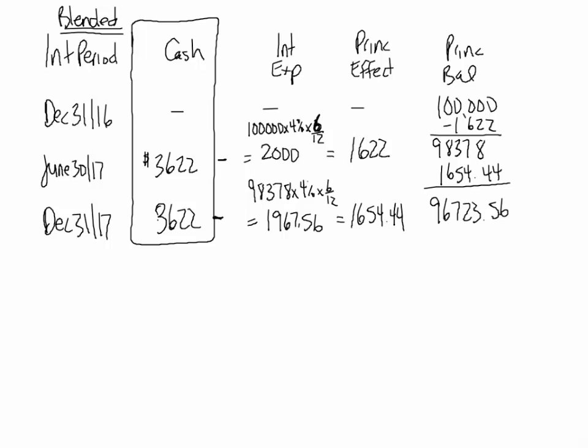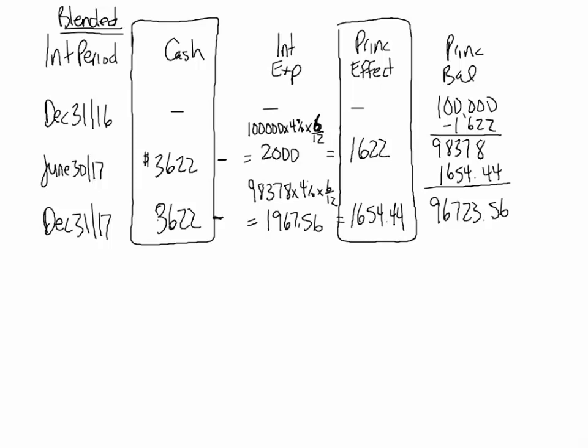Again, you'll notice that the principal effect is changing. In fact, as time goes on, our interest portion of the $3,622 will continue to decline, and our principal portion will continue to increase. Why is that? Because the principal balance is continually declining, and therefore we're paying less and less interest out of the $3,622 payment.